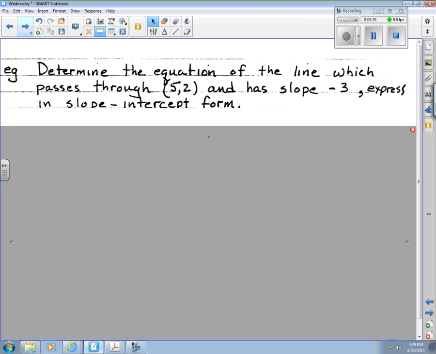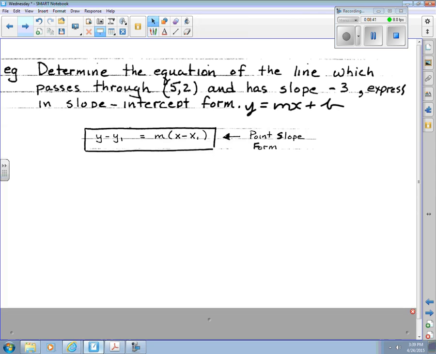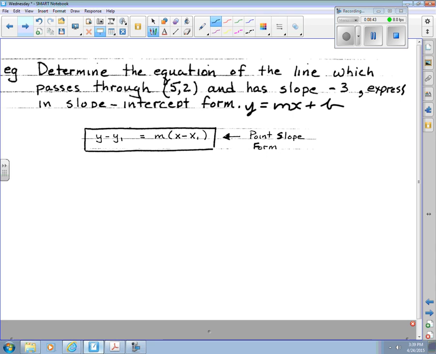Here's a good example. Again, this is the next example in your notes package. Determine the equation of the line which passes through 5, 2 and has a slope -3, expressed in slope-intercept form. And slope-intercept form, again, is this y equals mx plus b form. So I start with this formula, y minus y1. I call this point here x1 and y1.